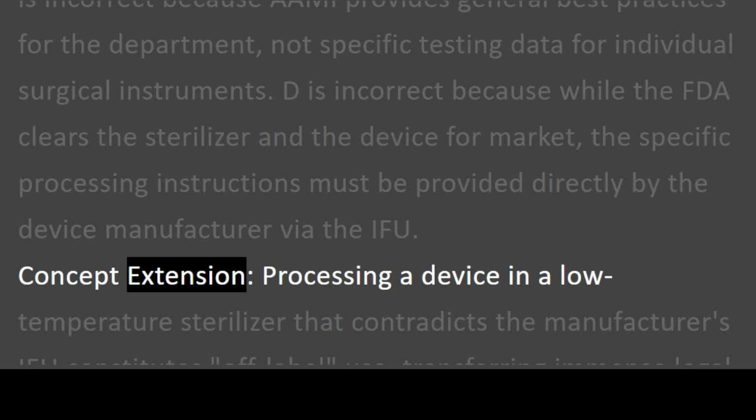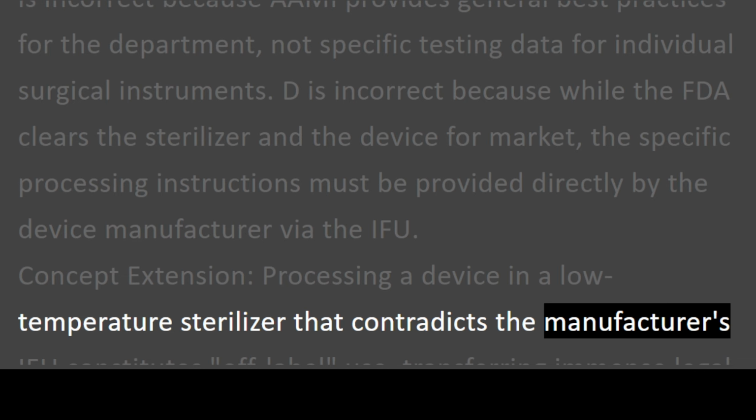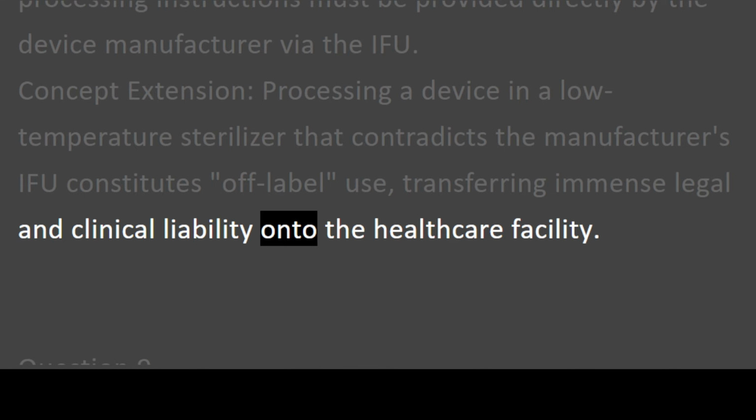Concept extension. Processing a device in a low-temperature sterilizer that contradicts the manufacturer's IFU constitutes off-label use, transferring immense legal and clinical liability onto the healthcare facility.